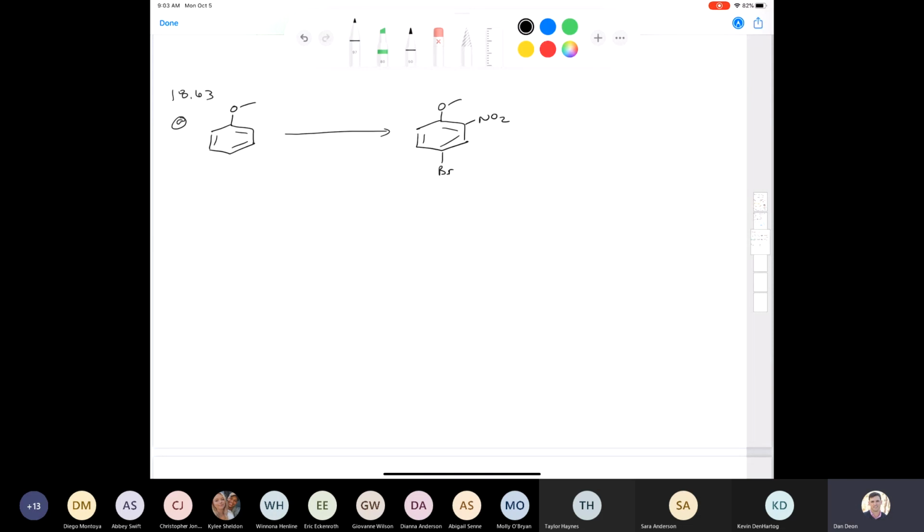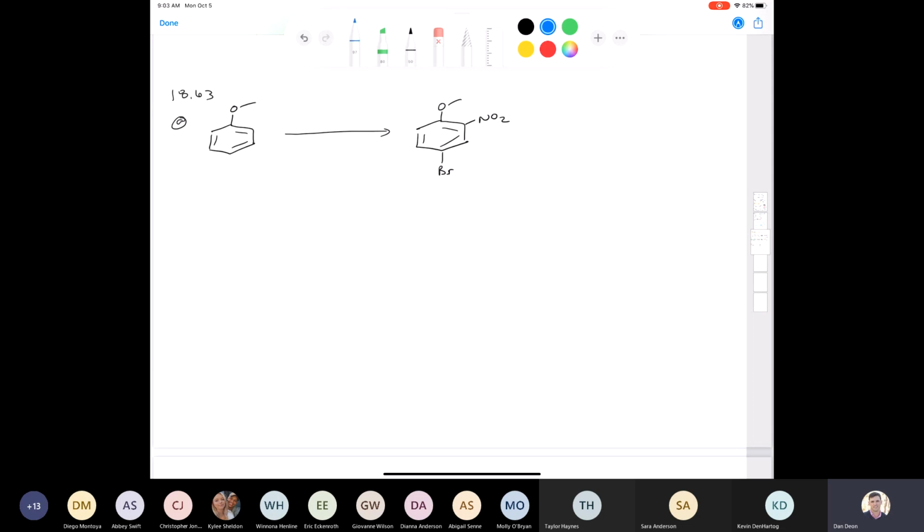Oh, I know where it was. It's in the section on activating groups, Section 18.7. Yeah, there's a little nuance here that I want to mention to you. This is something that is kind of sprung on you in the solutions manual, and he doesn't do that a lot, I find.